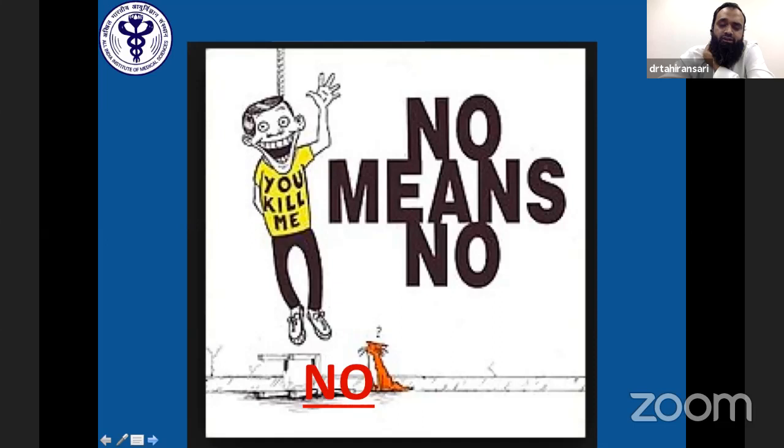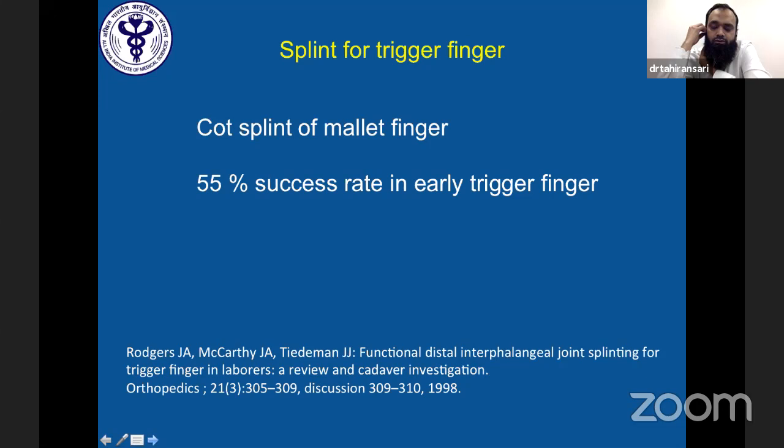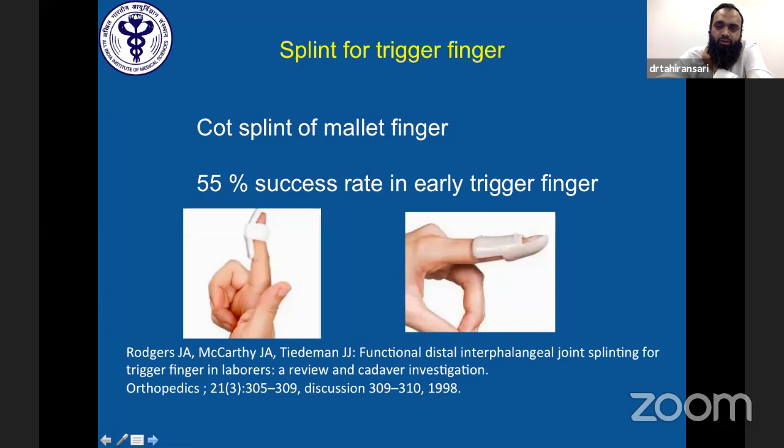So this is a study where they have used the splint, which just covers the DIP joint, the mallet finger splint. They used it in laborers basically, and they had a 55% success rate. So for those patients who are not willing for surgery, we can try a splint also.